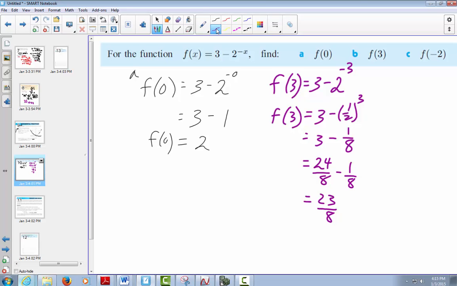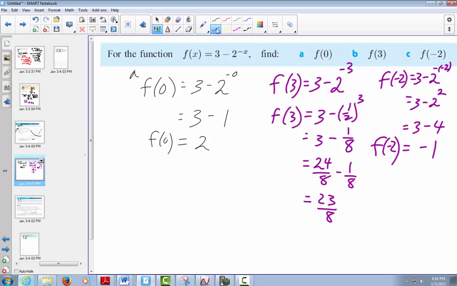C, it's kind of nice. f of negative 2 equals 3 minus 2 to the negative 2. Well, that's a good thing because that gives me 3 minus 2 to the power 2. Negative and negative make positive. So I get 3 minus 4 equals negative 1. So f of negative 2 equals negative 1.